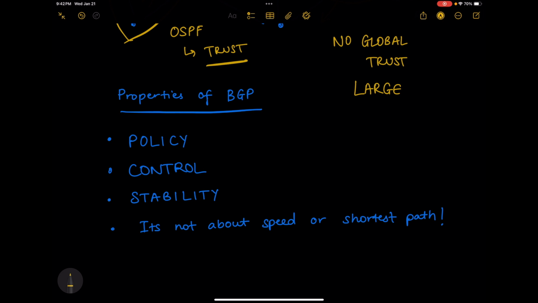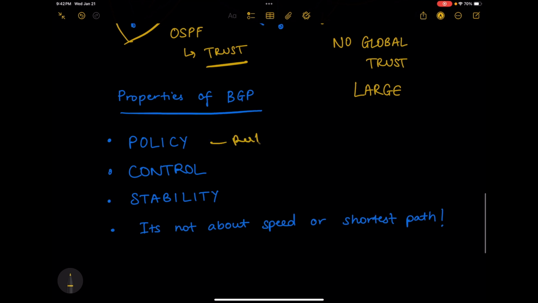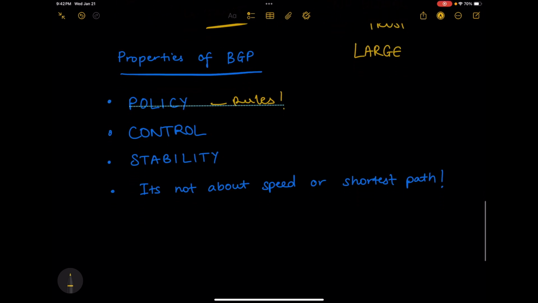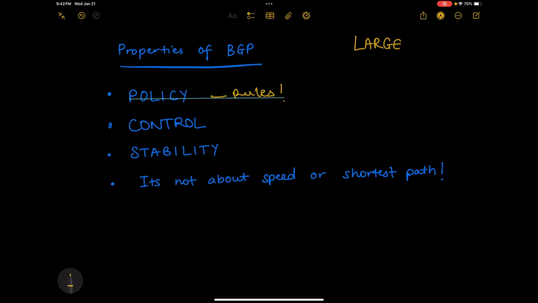Border Gateway Protocol does not focus on finding the shortest path or even being the fastest protocol for the internet. Instead, it focuses on policy, control, and stability. By policy, we mean that each network can decide its own rules. By control, we mean that a network has full control over how traffic enters and leaves its network. And by stability, we mean that BGP is designed to avoid frequent route changes. Simply put, BGP is not about speed, but it is about policy.